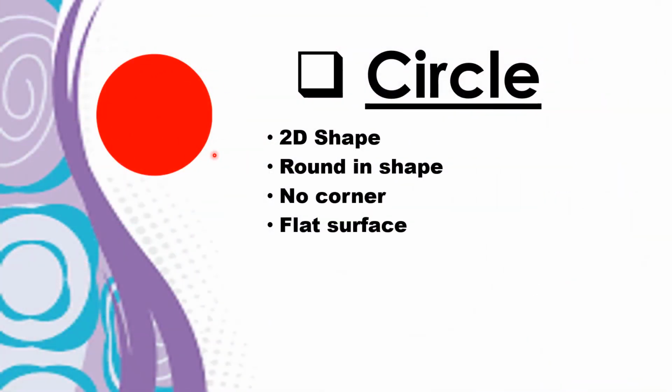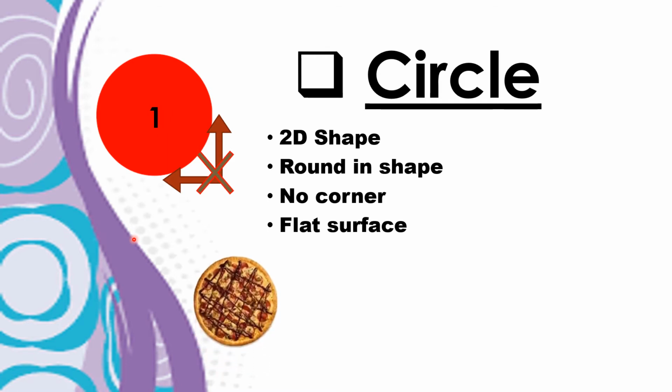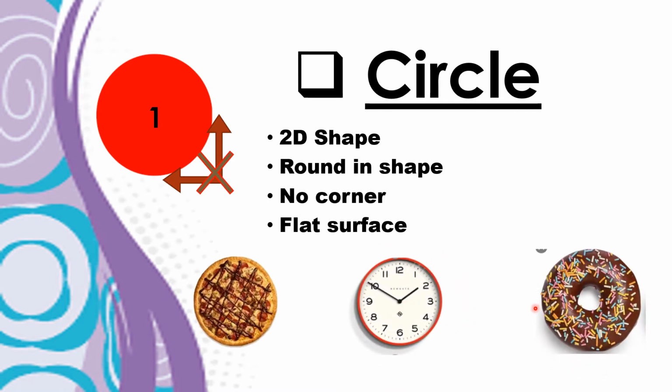This is a circle. It is called a 2D shape because we can draw a circle only on paper. It is round in shape. It has no corner. Here we have examples like a pizza. It is round in shape. This is a wall clock. It is round in shape. And this is a donut because it is also round in shape like a circle.